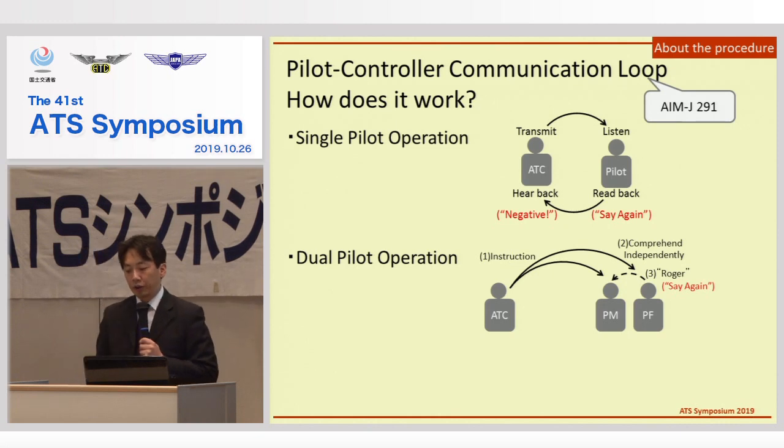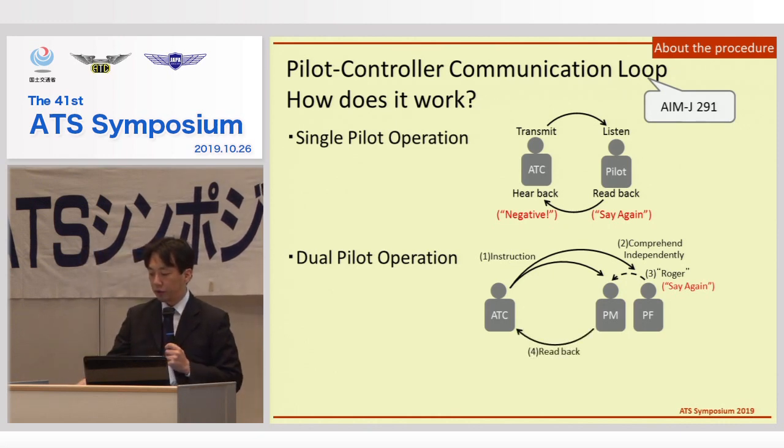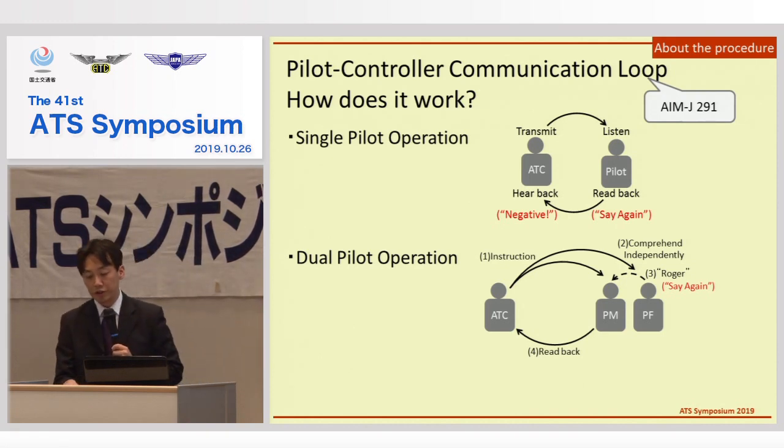Then the pilot monitoring reads back the instruction on the radio. If one of the two pilots thinks his or her comprehension is insufficient, the pilot monitoring has to request the controller to send the message again.